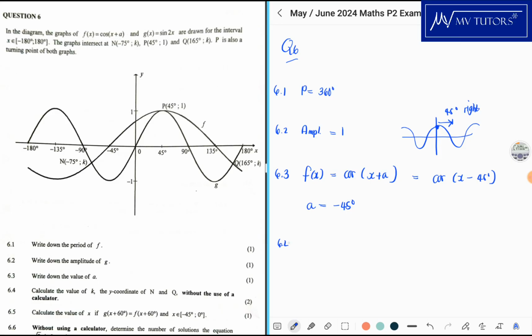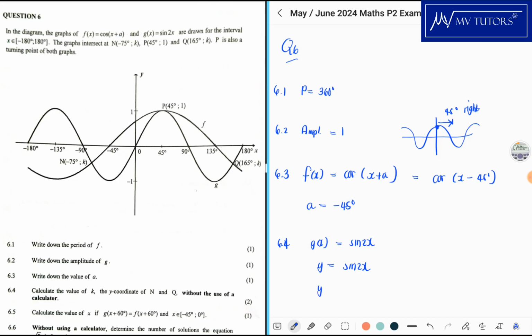And then now 6.4, 2 marks. So it says write or calculate the value of k, the y coordinate of N and Q, without the use of a calculator. So they've already given us the x value, which is negative 75 if you're looking at N, 165 if you're looking at Q. So you can decide what you're going to use there. But basically, I will go to the graph of g of x, which is sine 2x. That's basically y is equal to sine 2x. And I'm going to substitute negative 75.